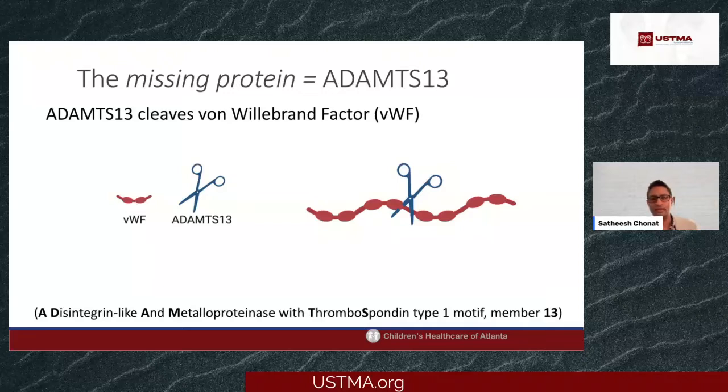As you may all know by now, the major deficiency in TTP is this protein or enzyme called ADAMTS13 that's missing. And this enzyme, shown here like a scissor, actually cleaves this sticky protein called VWF, or von Willebrand factor protein. And in patients with TTP, this deficiency results in the accumulation of, as I'll show you in the next slide.